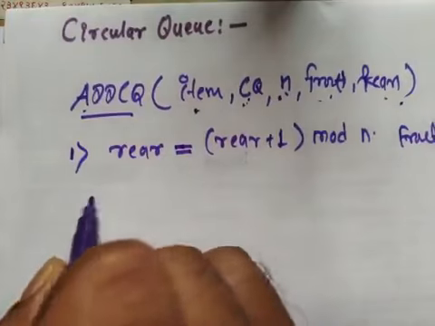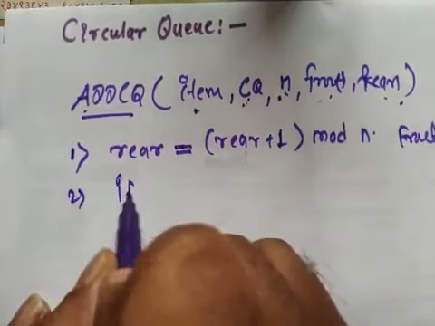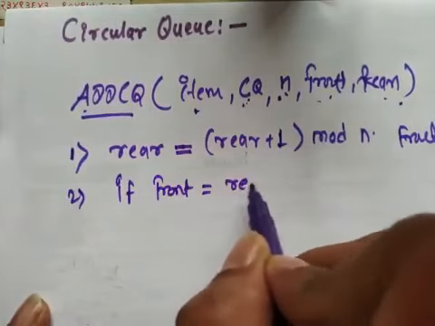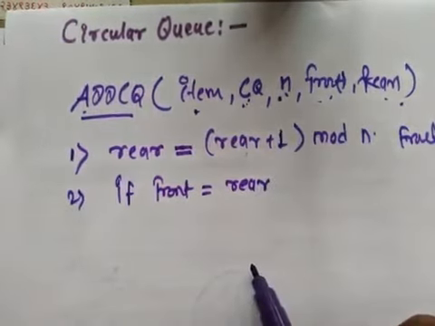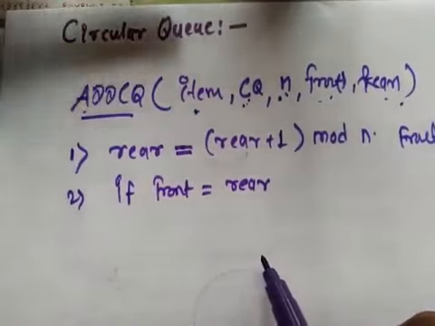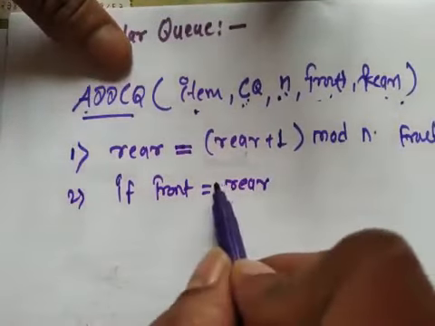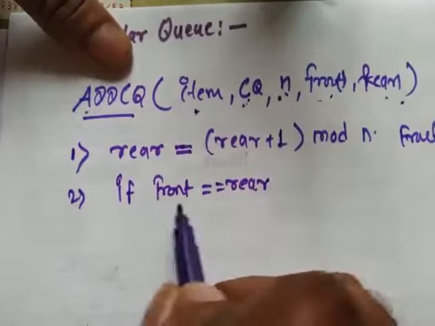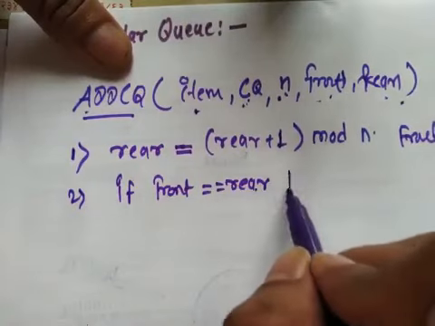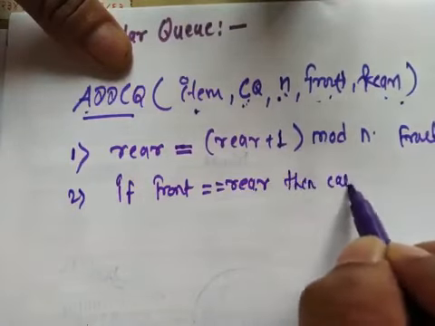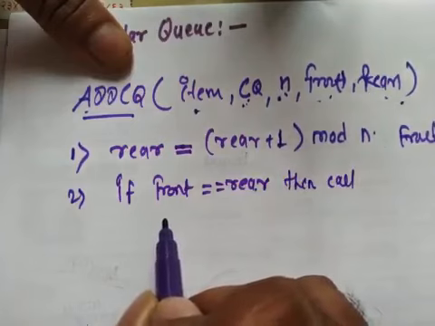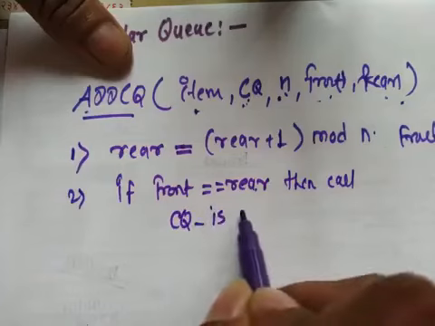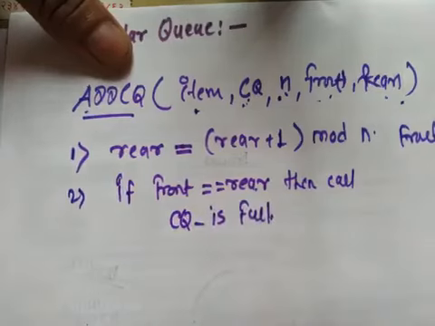Then we are going to check the second step, that is, if front is equal to rear. If front is equal to rear, it means front and rear both are pointing to the same position, then we are going to call the circular queue full. Circular queue is full.